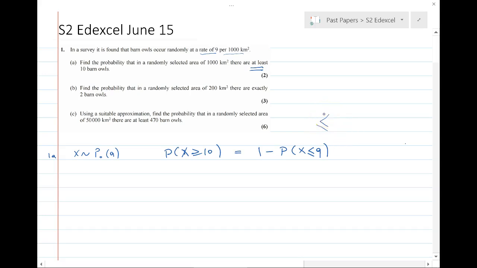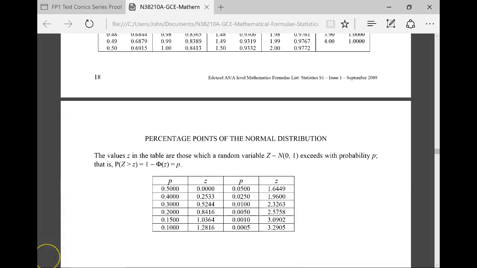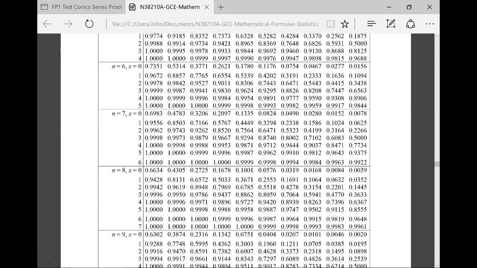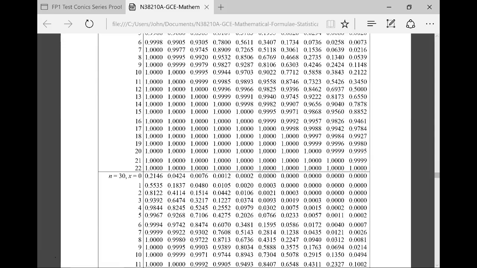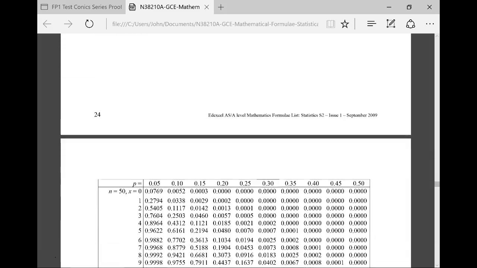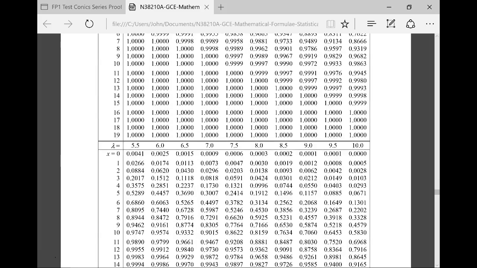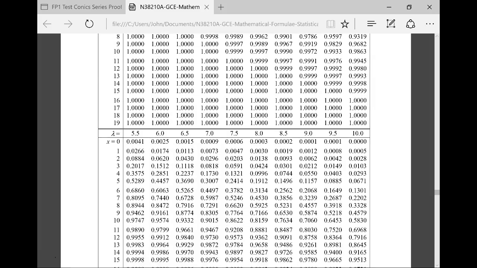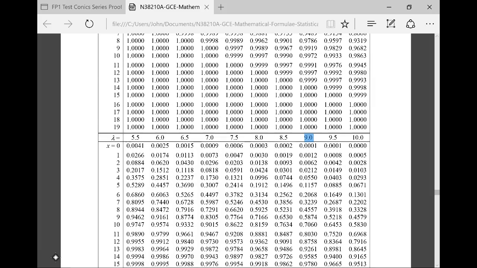So let's just go to the tables now. Here I am scrolling through the formula book until I get to the relevant page, going through all the binomial ones there. Here we go, still binomial. And finally we come on to Poisson on page 26. Now it was Poisson 9, less than or equal to 9.